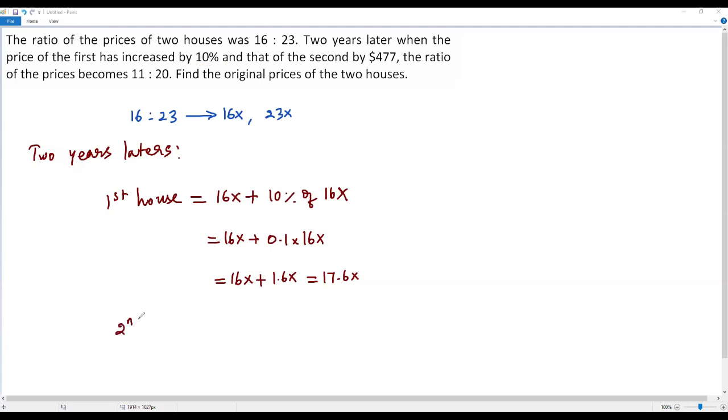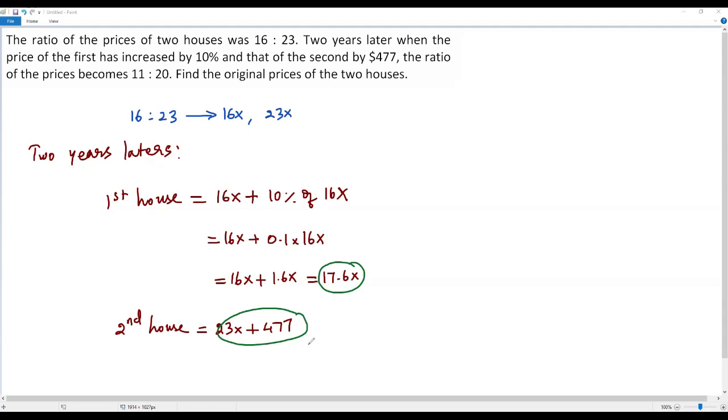Okay, now let me get the price of the second house. The original price of the second house is 23x. It is increased by $477 according to the information. So the price of the second house will be 23x, the original price, plus the increment, that is $477. So this is the price of the second house after the increment. Now I have the prices of the two houses after the two changes given in the question. The first one is increased by 10% and the second one is increased by $477. So that is 17.6x and 23x plus 477.